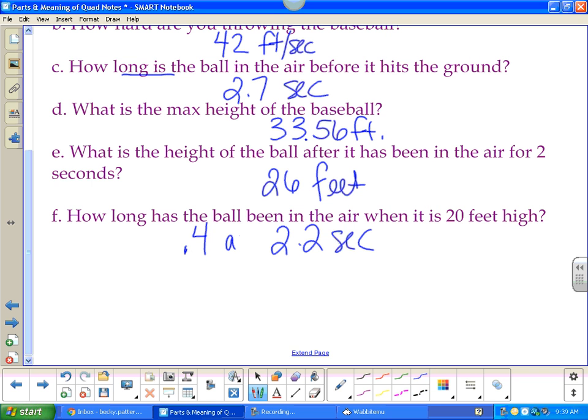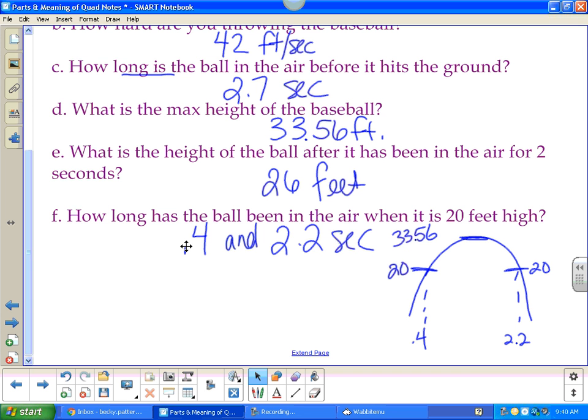0.4. So we actually have two answers because, remember, it peaks at 33.56 feet. So it's going to hit 20 feet on the way up and on the way back down. So I want to know how long it takes. So that one's going to be my 0.4 and this is my 2.2.